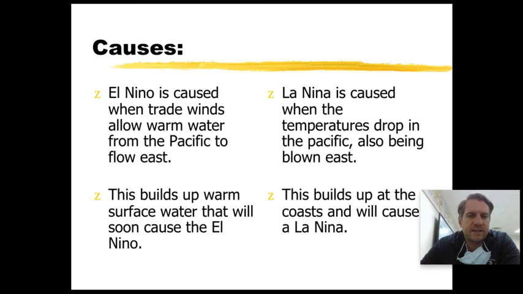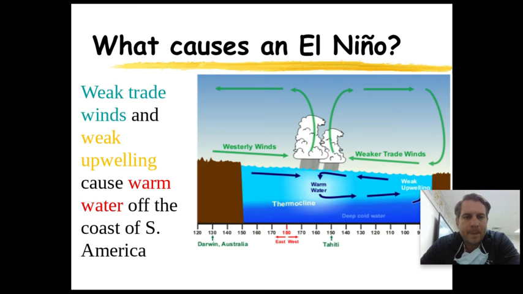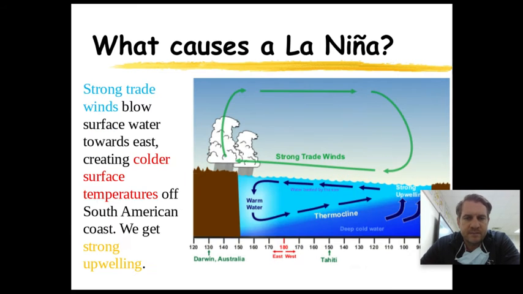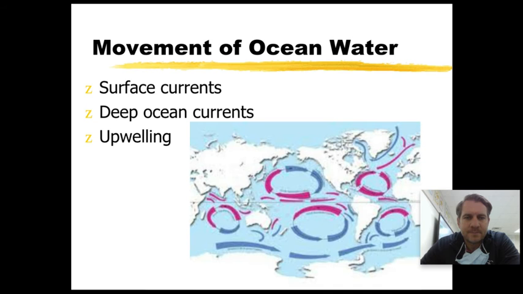All right, the causes again. El Nino is caused by weak trade winds, which allow warm water from the Pacific to flow east into Central and South America. La Nina is caused by really strong easterly winds that push the cold water along the Eastern Pacific, but also cause a lot of upwelling of nutrients and cold water from the depths of the Pacific Ocean. That's going over the winds again.